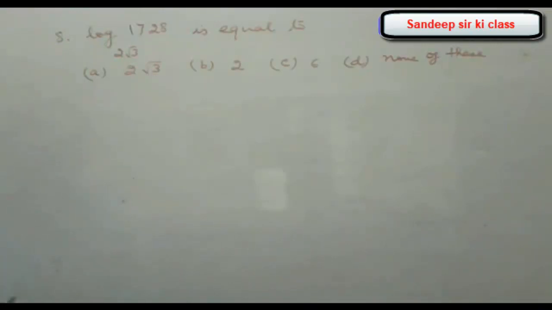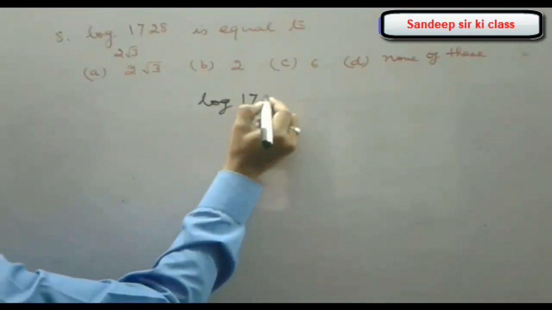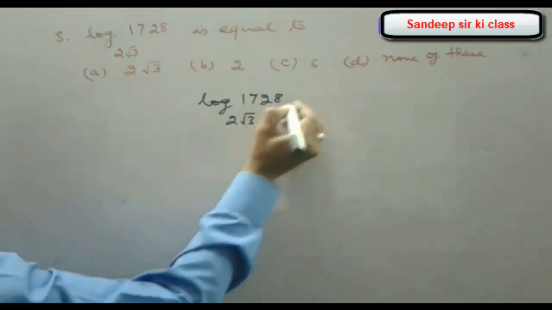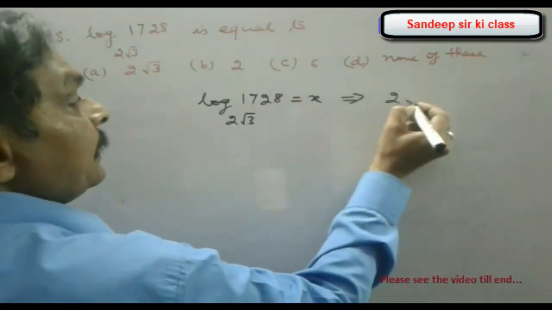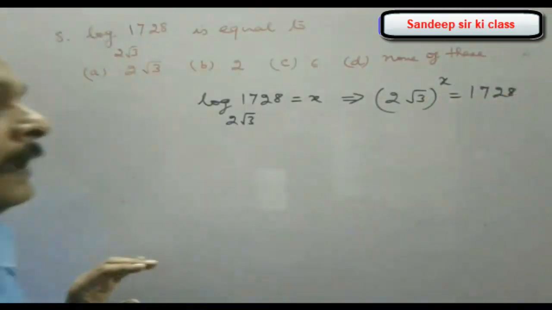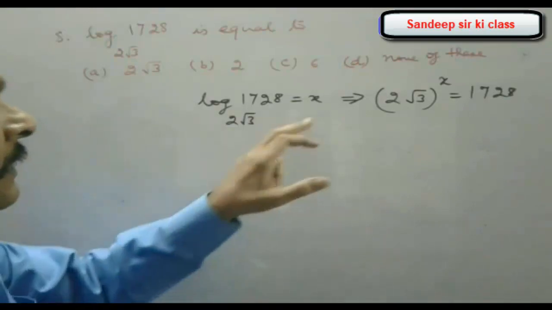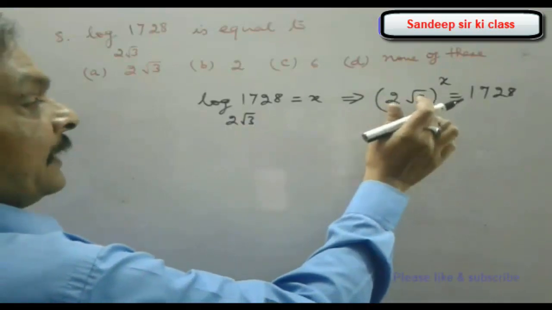Question number 8 is log of 1728 to the base 2 under root 3 is equal to, options are A 2 under root 3, B is 2, C is 6 and D is none of these. Now we assume that log of 1728 to the base 2 root 3 is x. So with the definition of log, 2 root 3 raised to the power x will be equal to 1728, as we have done in previous questions.